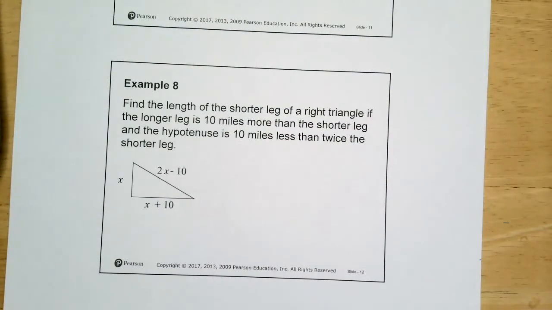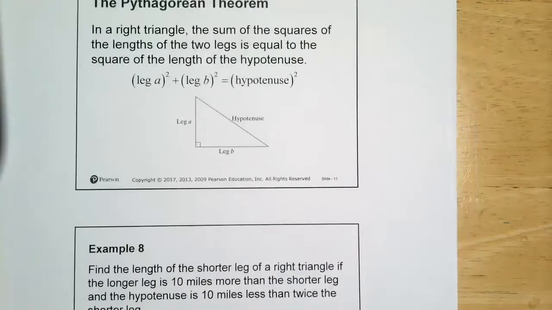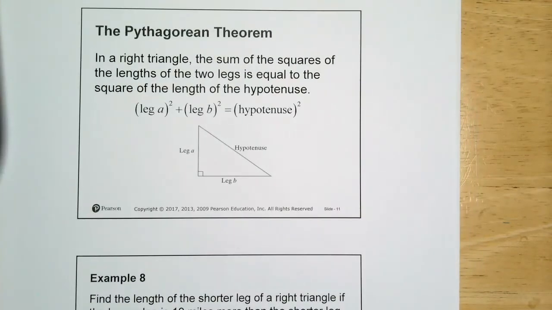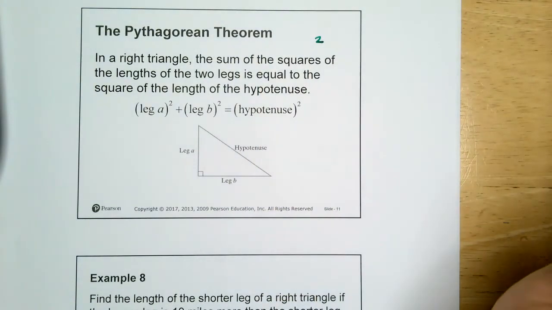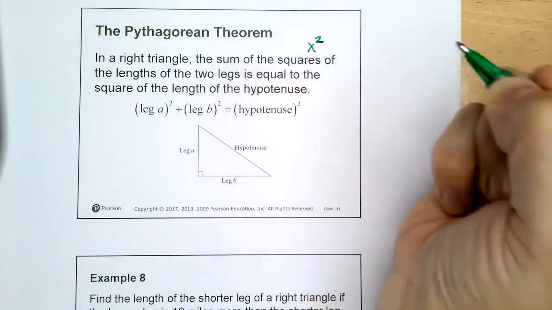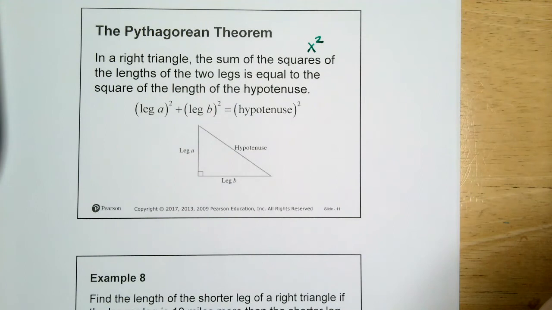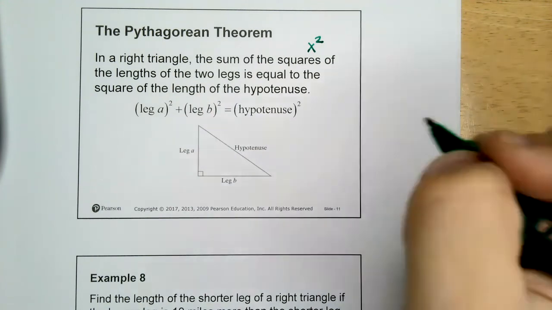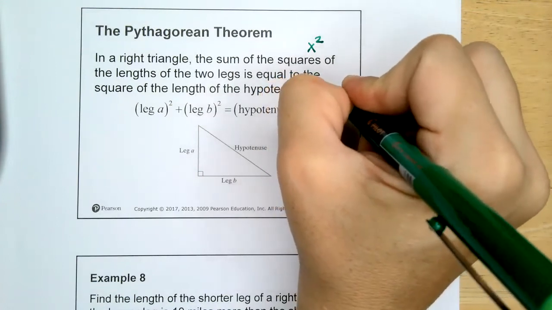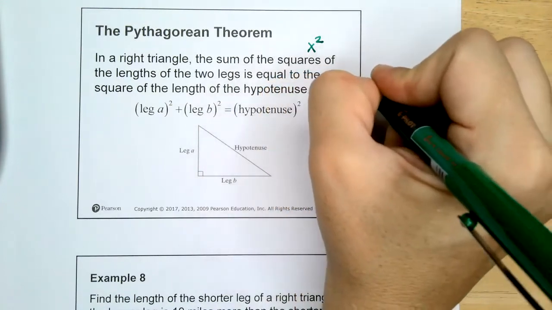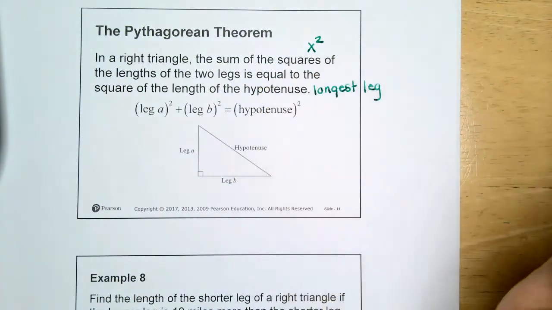All right. Next one, we have the Pythagorean theorem. In a right triangle, the sum of the squares, that little 2 up there, of the lengths of the two legs is equal to the square of the length of the hypotenuse. The hypotenuse is the longest side of a right triangle.